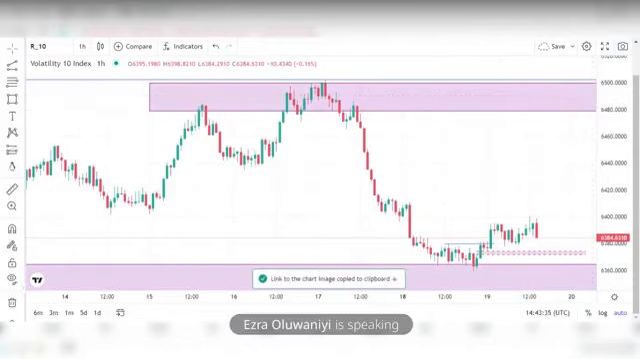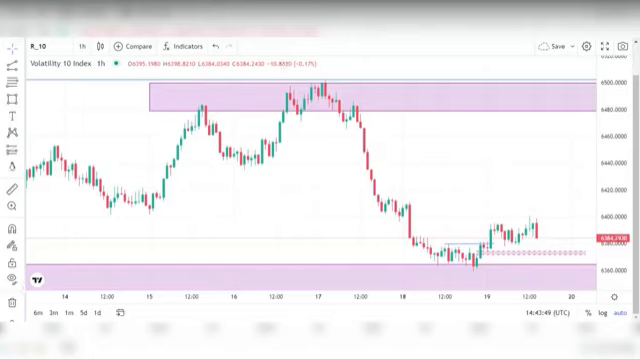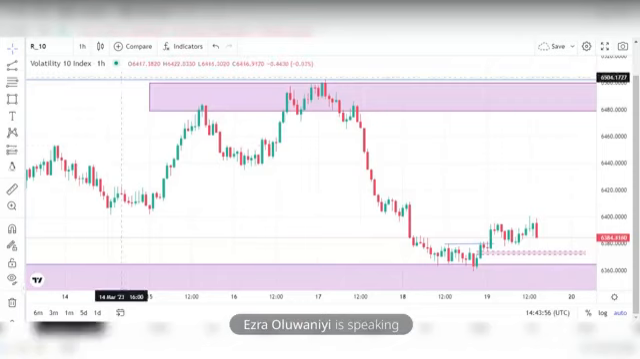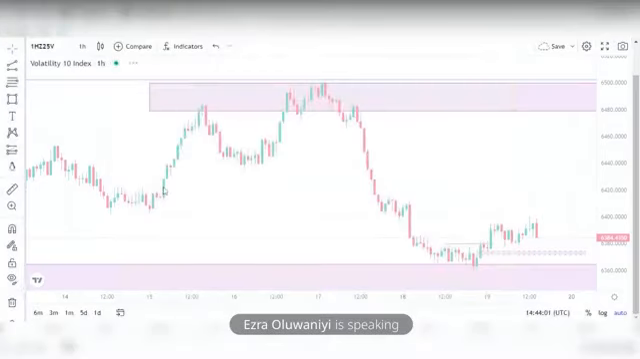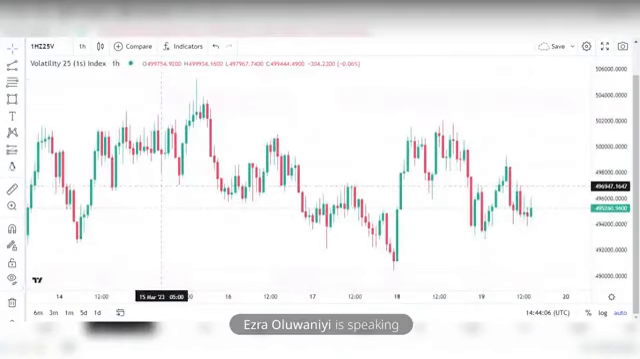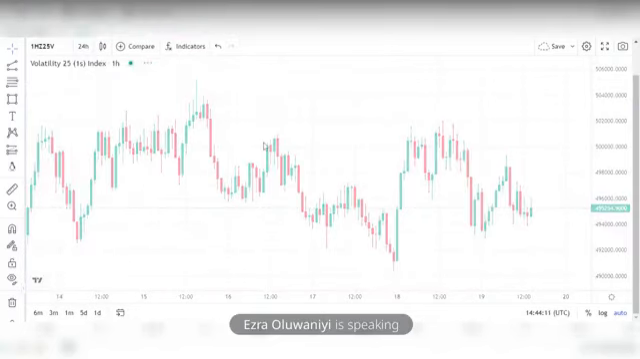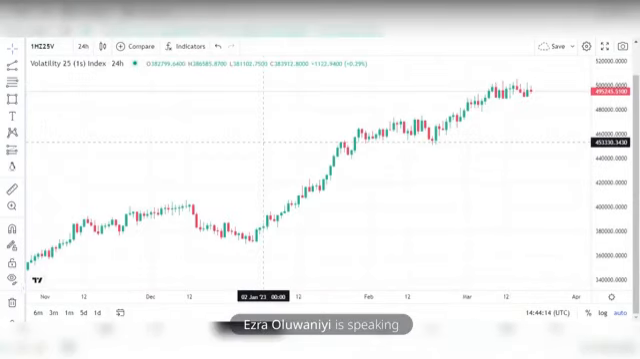I wanted to actually look at boom assets and crash assets, but let's just continue with the class. I believe you can still see my screen, right? So let's do VIX21X. All right, so this VIX21X, let's go to daily and see what daily is doing on VIX21X.